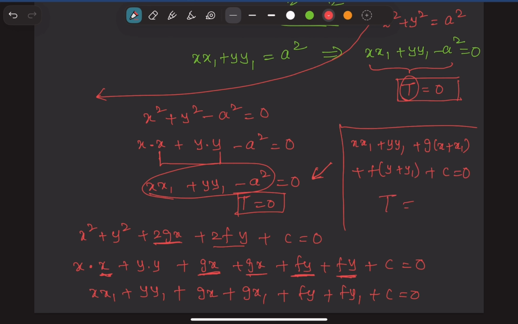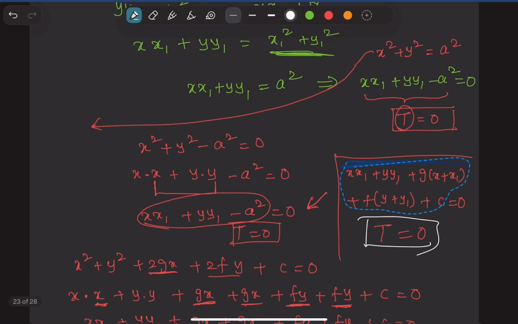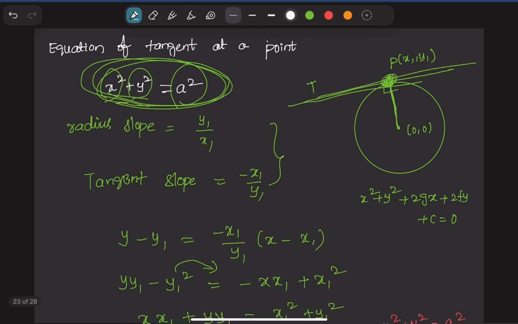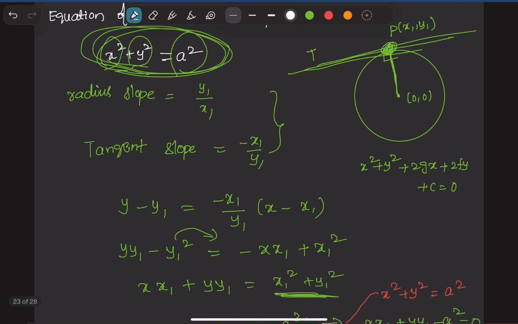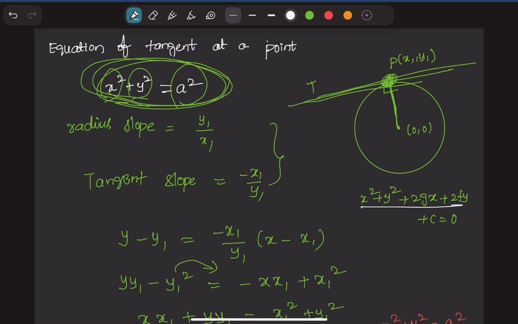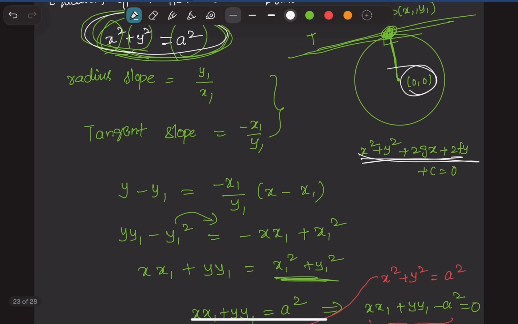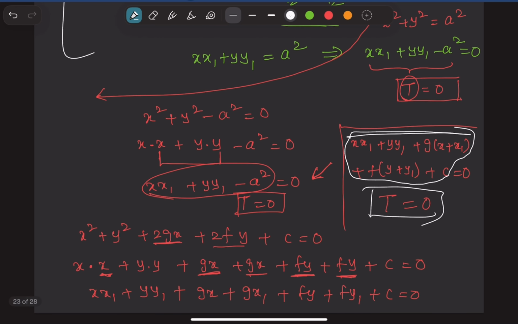So this can be written as T is equal to 0, and T is this particular expression for this generic circle. So whenever you have to write the tangent equation at a particular point, you can use this particular technique. Alright, so you can solve this. Instead of taking this equation, you can take this equation, replace the center with (minus g, minus f), and follow the same procedure. You will end up getting this particular equation for the tangent. I hope you guys are clear with this concept.